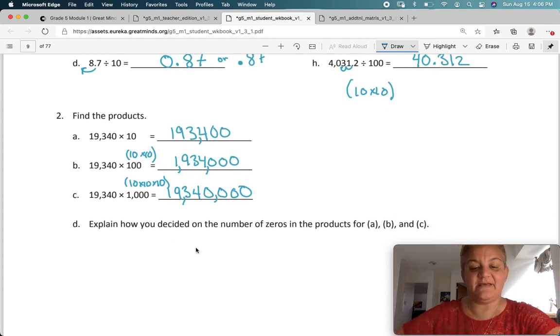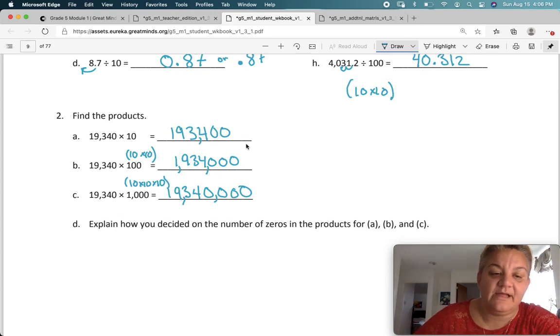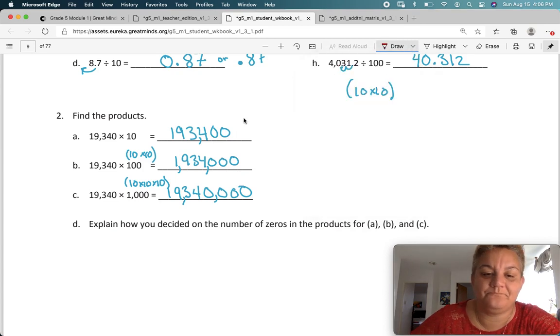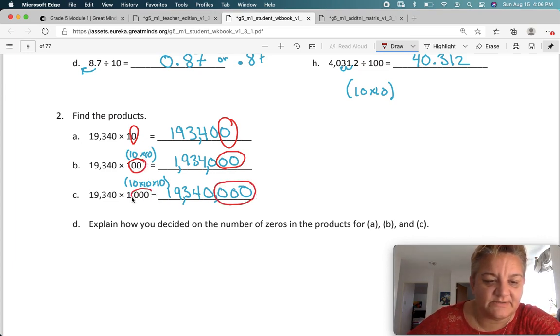Explain how you decided on the number of zeros in the products for A, B, and C. Well, I added 1 zero here, right? Because there's 1 zero here. I added 2 zeros here because there's 2 zeros here. And I added 3 zeros here because there's 3 zeros here, because it's 10 times 10 times 10, or 10 times 10, or 10. Okay.